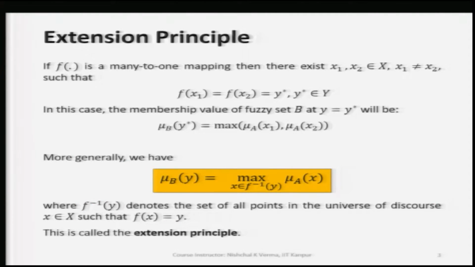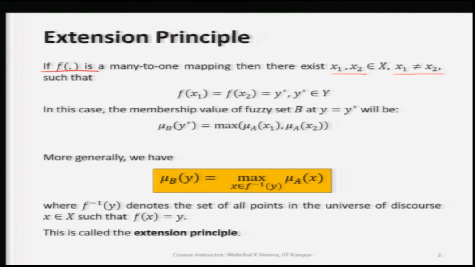In continuation to this, if this mapping function f(x) is a many-to-one mapping, then there exist x1 and x2 belonging to capital X as the universe of discourse, where x1 is not equal to x2. In that case, what will happen? f(x1) is equal to f(x2). This is a situation where we have two values of the generic variable, x1 and x2, and their corresponding f(x1) and f(x2) are both equal.